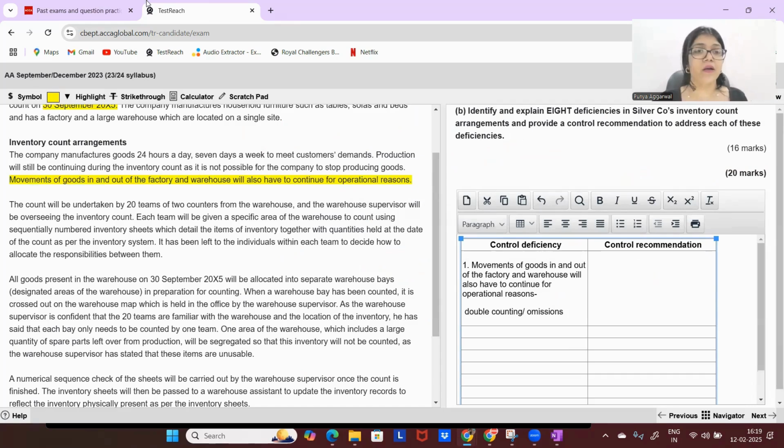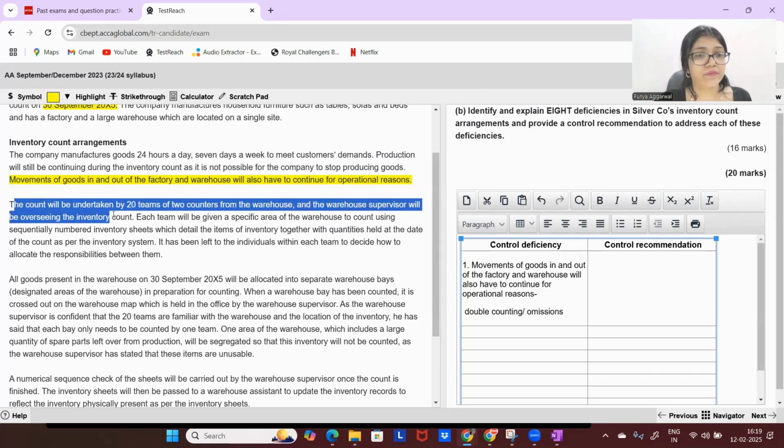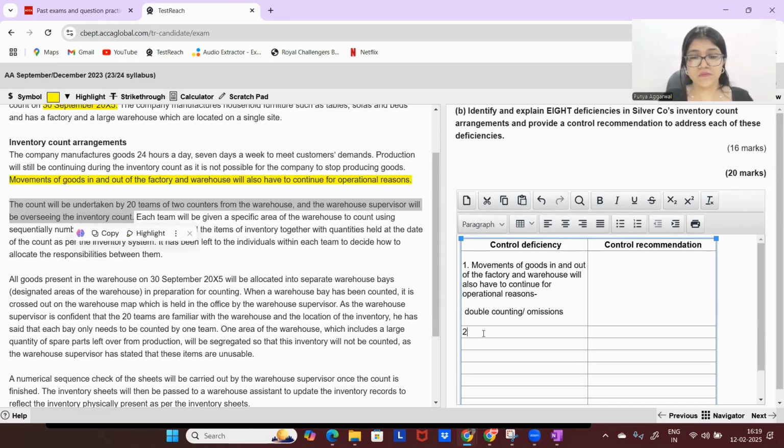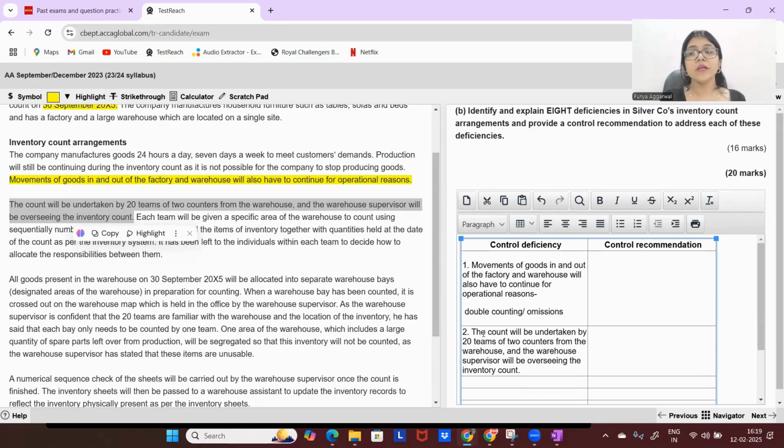Now, the second one: the count will be undertaken by 20 teams of 2 counters from the warehouse, and the warehouse supervisor will be overseeing the inventory count. Now, here if you see, the counting is being undertaken by 2 counters from the warehouse. So the counting is also taken up by the warehouse team, and the warehouse supervisor is only overseeing the same. So here there should be segregation of duties. Why should there be segregation?